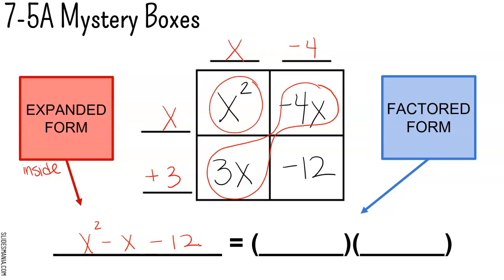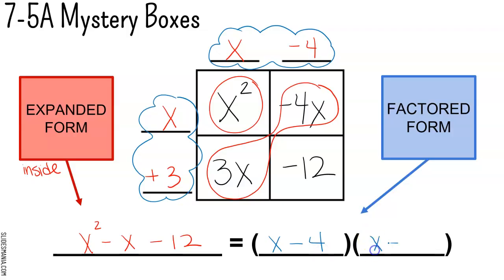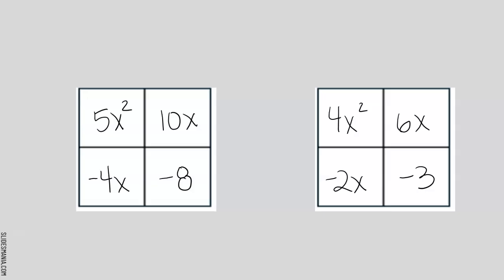That is the polynomial I will get if I multiply together the outside of the box, the dimensions of my rectangle, and that is our factored form. So x minus 4 times x plus 3, which is the outside of the box, gives us the inside. The other thing I want to mention is it does not matter the order in which you write your factored form. You could flip them around if you would like to, and it gives you the same answer. So today we're going from the inside to the outside of the box. Let's try a couple more examples.